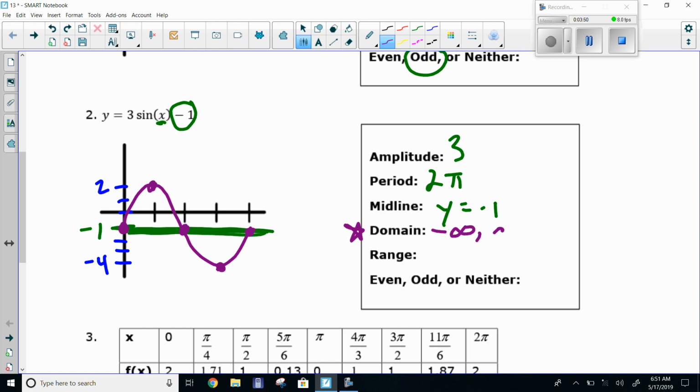Domains never change on sines or cosines. They're always negative infinity to infinity. And then your range is the low point to the high point, and they're always going to have brackets. Even, odd, or neither? So cosines are always even. Sines are odd as long as their dot hits the origin. So this one, the dot is not at the origin, so that means it's going to be neither.